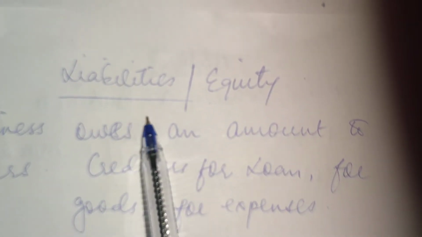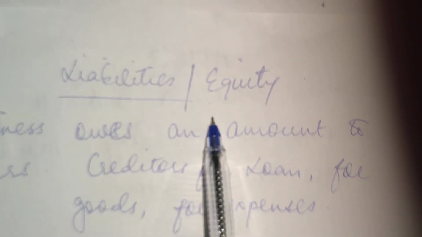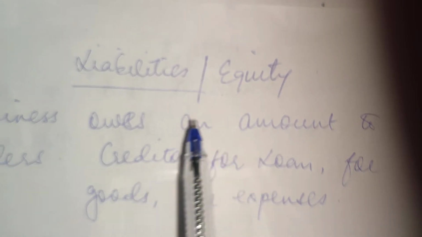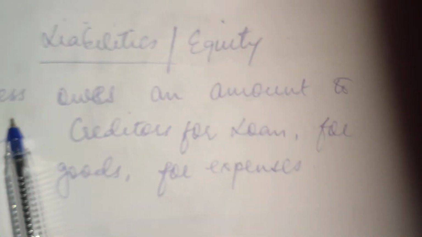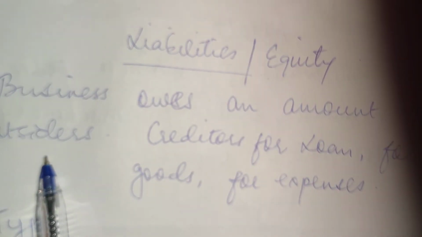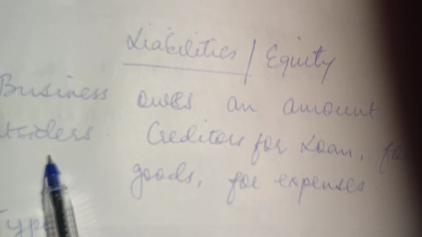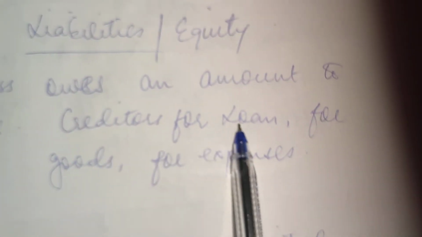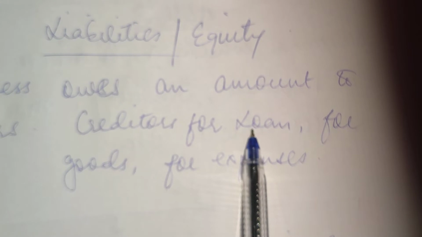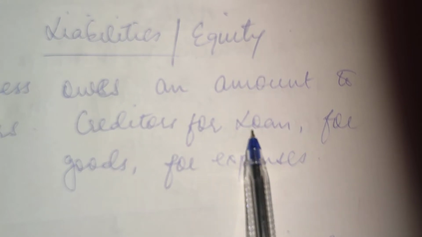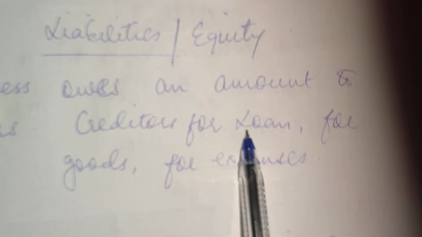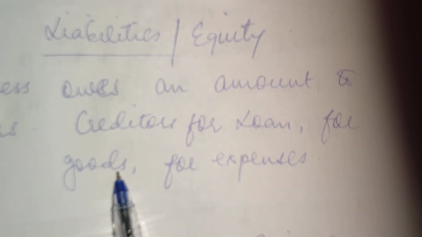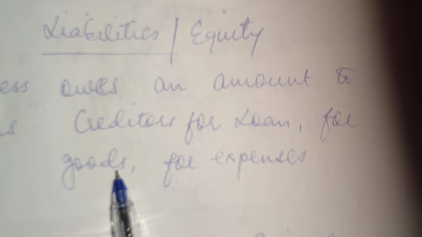In this video, we will discuss the term liabilities or equity. When a business owes an amount to outsiders, it becomes the business's liability. Example, when a business takes a loan from the bank, it becomes a liability and is termed as creditors for loan. When a business purchases goods on credit from outsiders, the creditors become the liability of the firm.